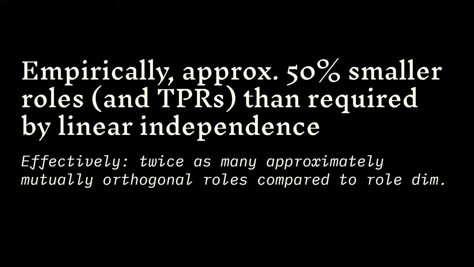So the summary of these experiments is that we found empirically approximately 50% smaller roles in TPRs than required by linear independence. That is to say, when we wanted to bind 400 things into one TPR, we only needed 200 dimensional roles. So we found effectively twice as many approximately mutually orthogonal roles compared to the role dimension. This is a really good sign for the sparsity work that I will now get into.